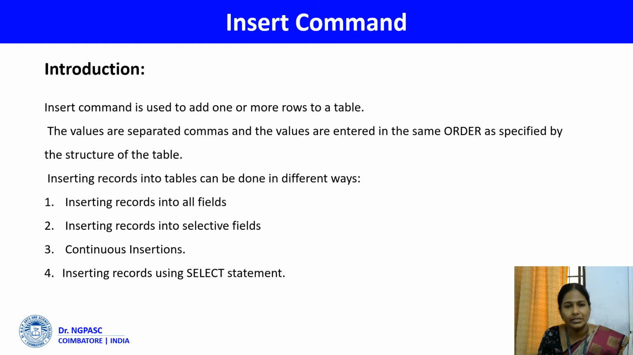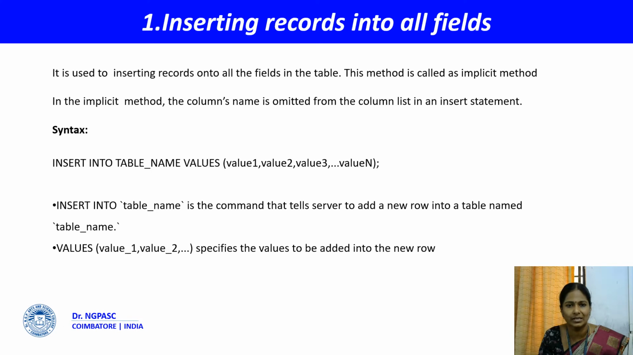There are various types of insert statement available. One is inserting a record into all fields, second is inserting a record into selective fields, the third is called continuous insertion, and the fourth type is inserting a record using a select statement. First, we are going to see inserting a record into all fields. It is used to insert a record into all the fields in the table. Another name for field is attribute or column name.